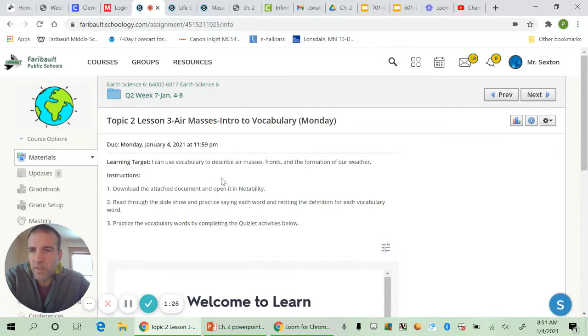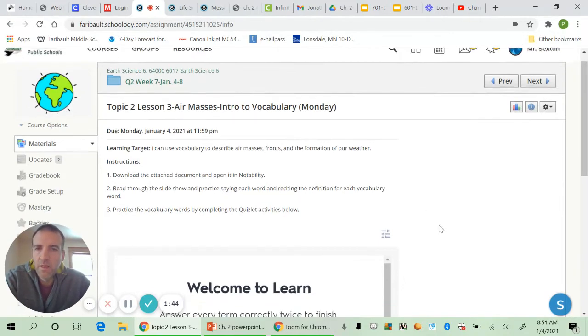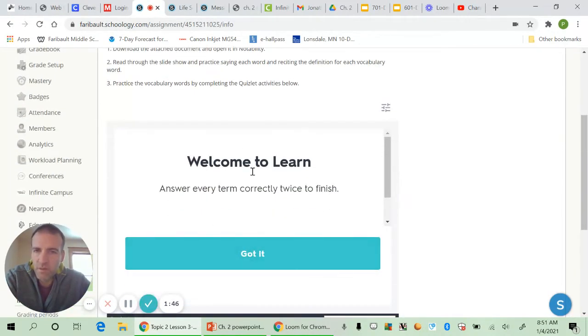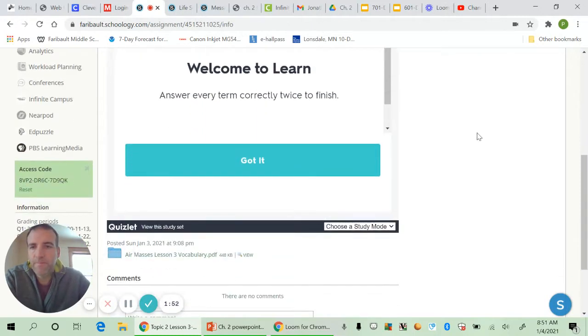Really quite simple. I would like you to put the attachment into Notability just so you can look at it, and if you want to make notes on it or highlight things, you can do that. Go through the slideshow, practice saying the words and their definitions, and then there is a Quizlet embedded in here to help you practice using those words and just matching the definitions and such.